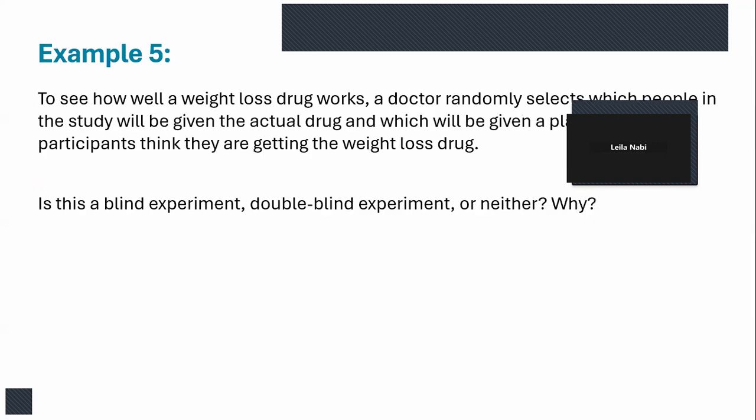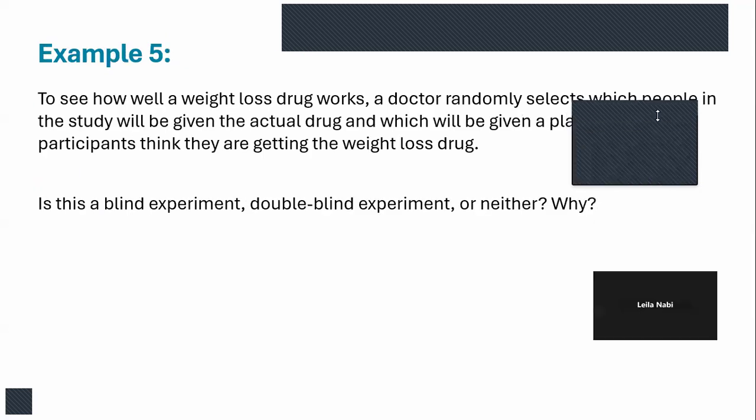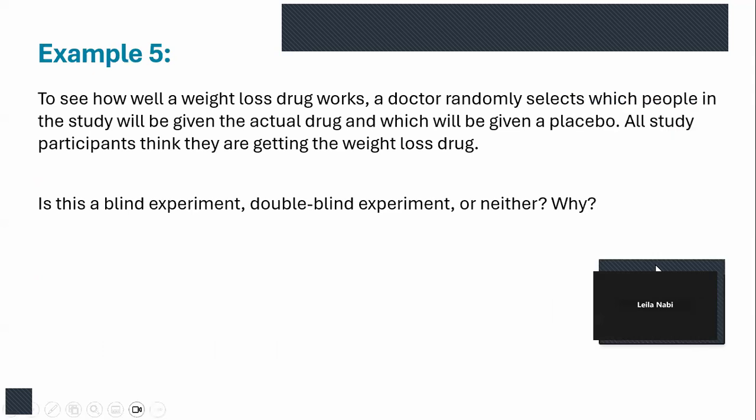Let's look at this example. This is to see how well a weight loss drug works. A doctor randomly selects which people in the study will be given the actual drug and which will be given the placebo. All study participants think they are getting the weight loss drug. Is this a blind experiment, a double blind experiment, or neither?